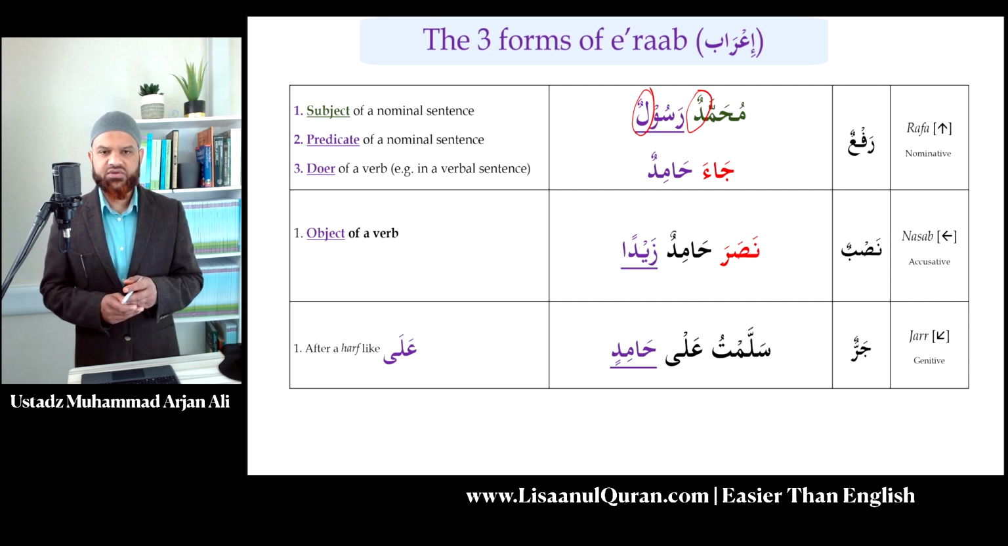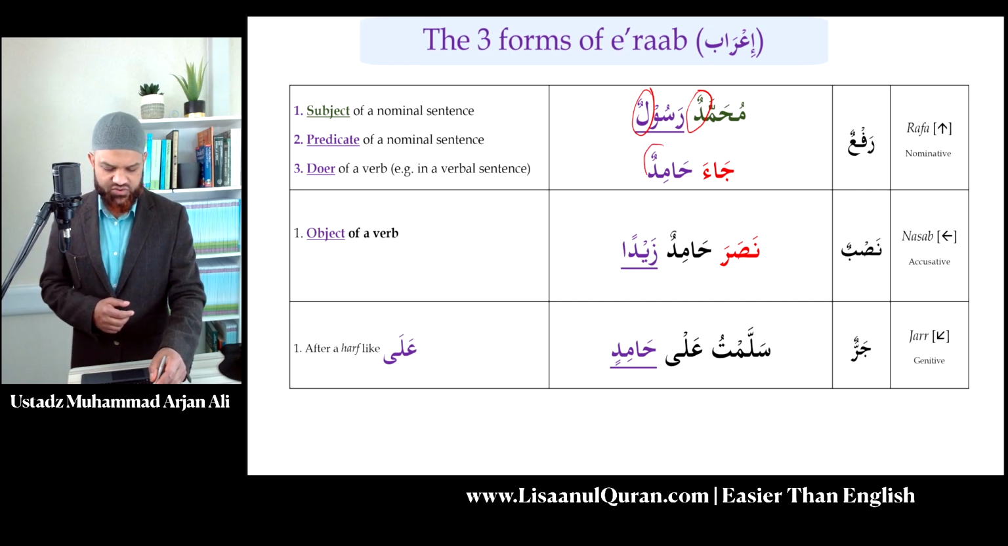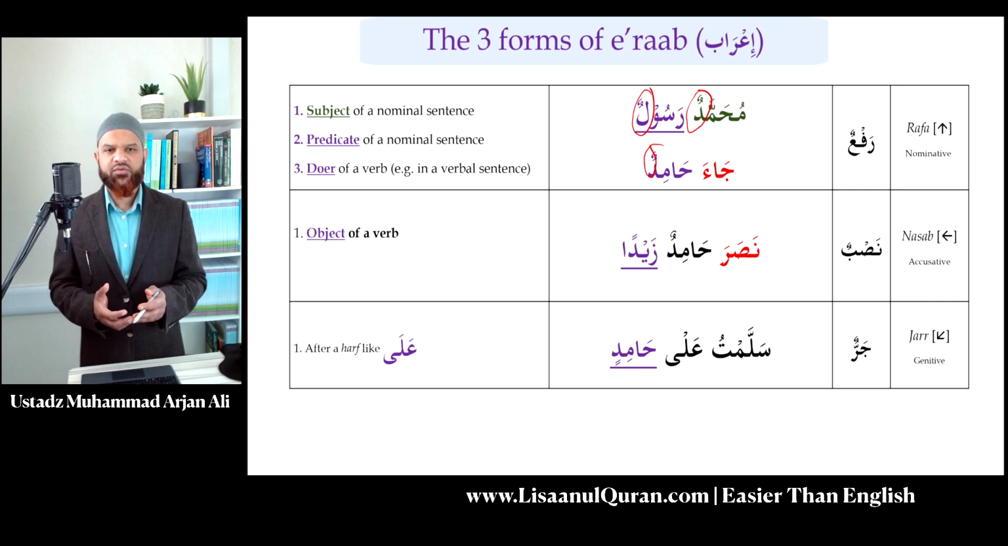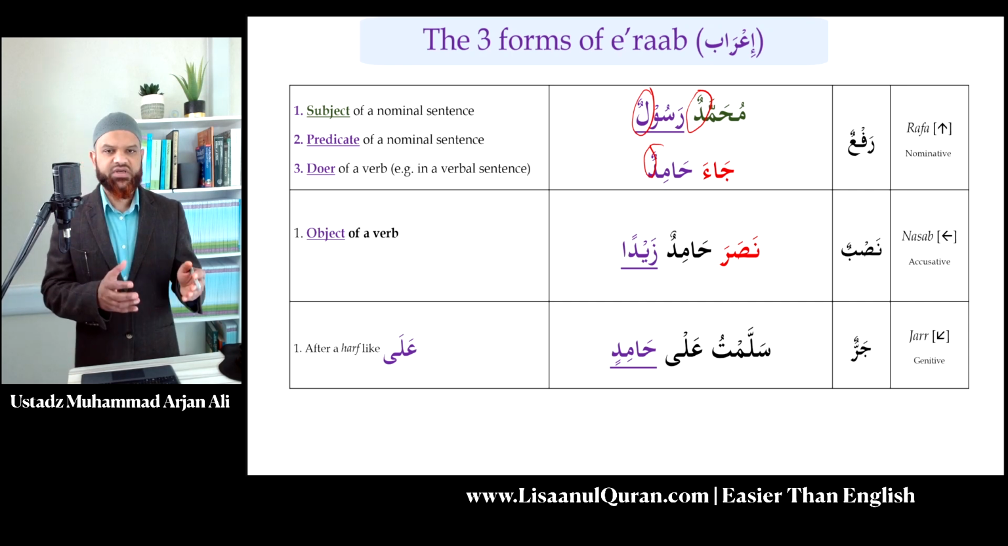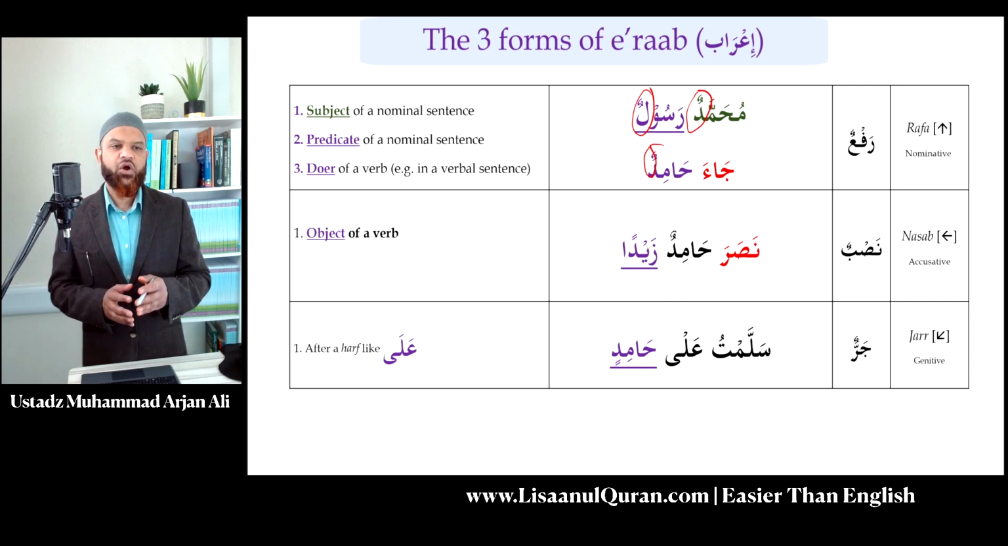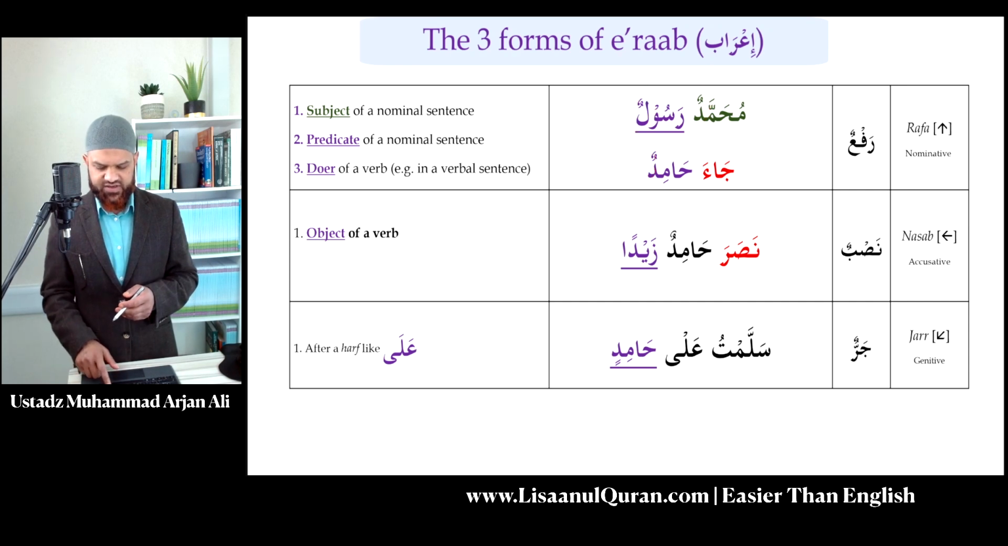Then in the second sentence, we have Ja'a Hamidun, which means Hamid came. Again, Hamid is the doer of the verb, and therefore it has to be in the rafa status. So you can see Hamidun here at the end. So we've got three reasons in Arabic why an ism needs to be in the rafa status: subject, predicate of a nominal sentence, and of course the doer of a verb will also be in rafa status.